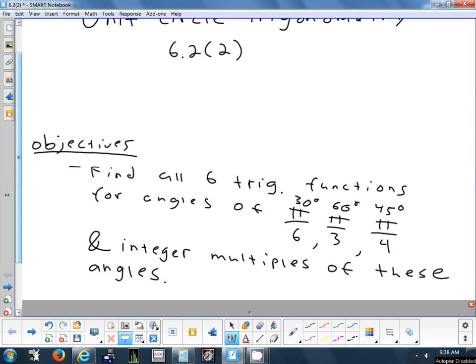And what we'll do is we'll start just by finding the trig functions of these angles. And if you can do the three that I've written here, then doing multiples of them is very straightforward.